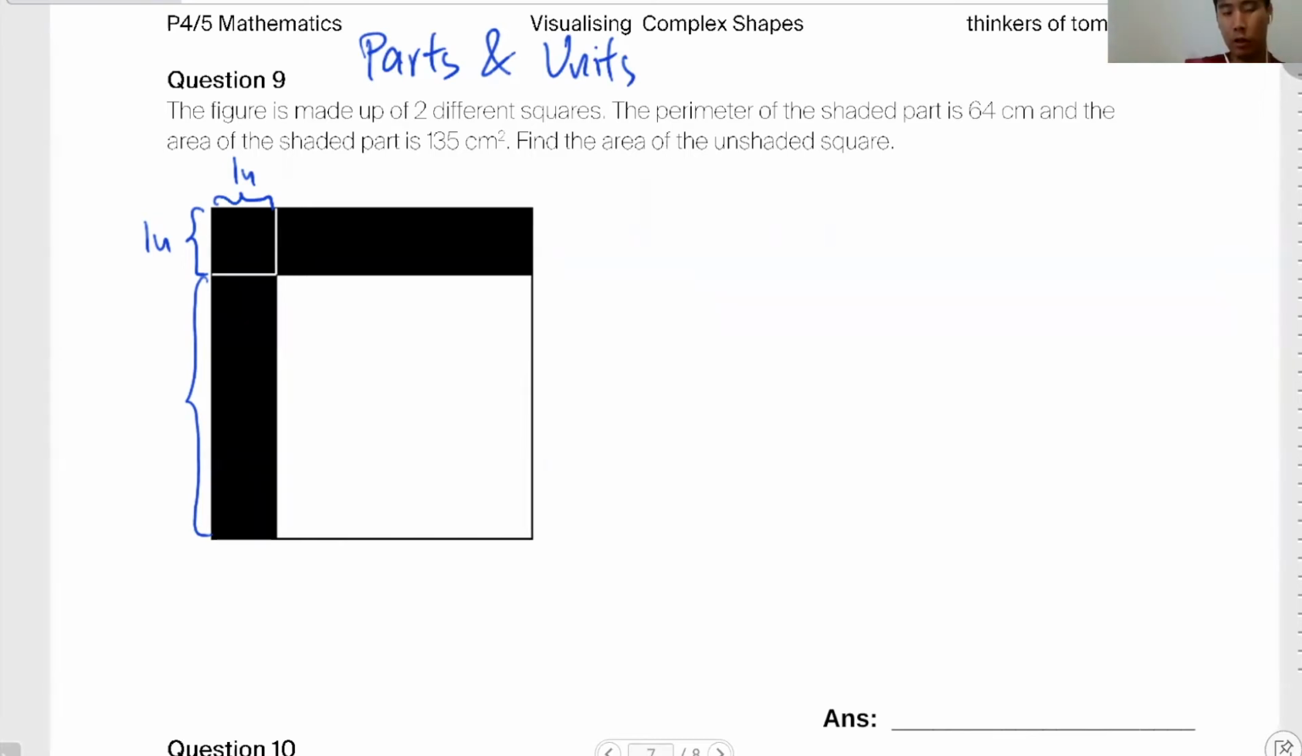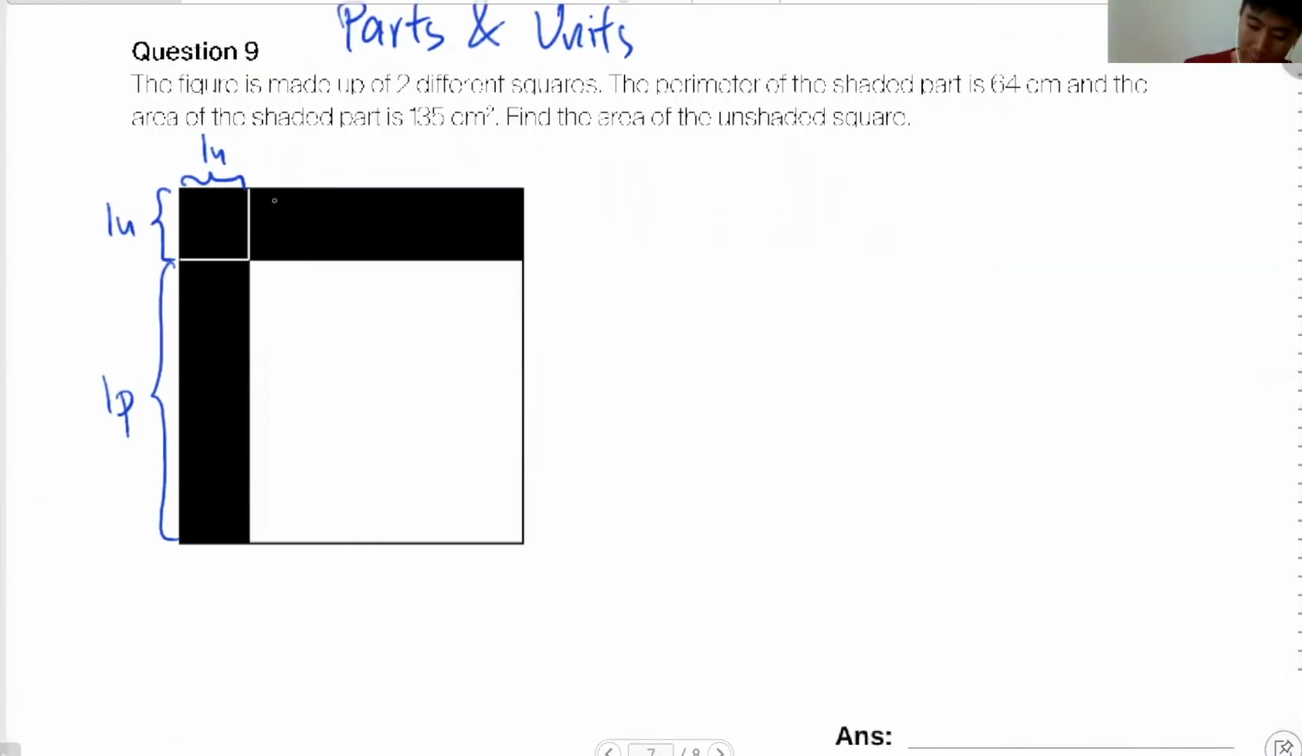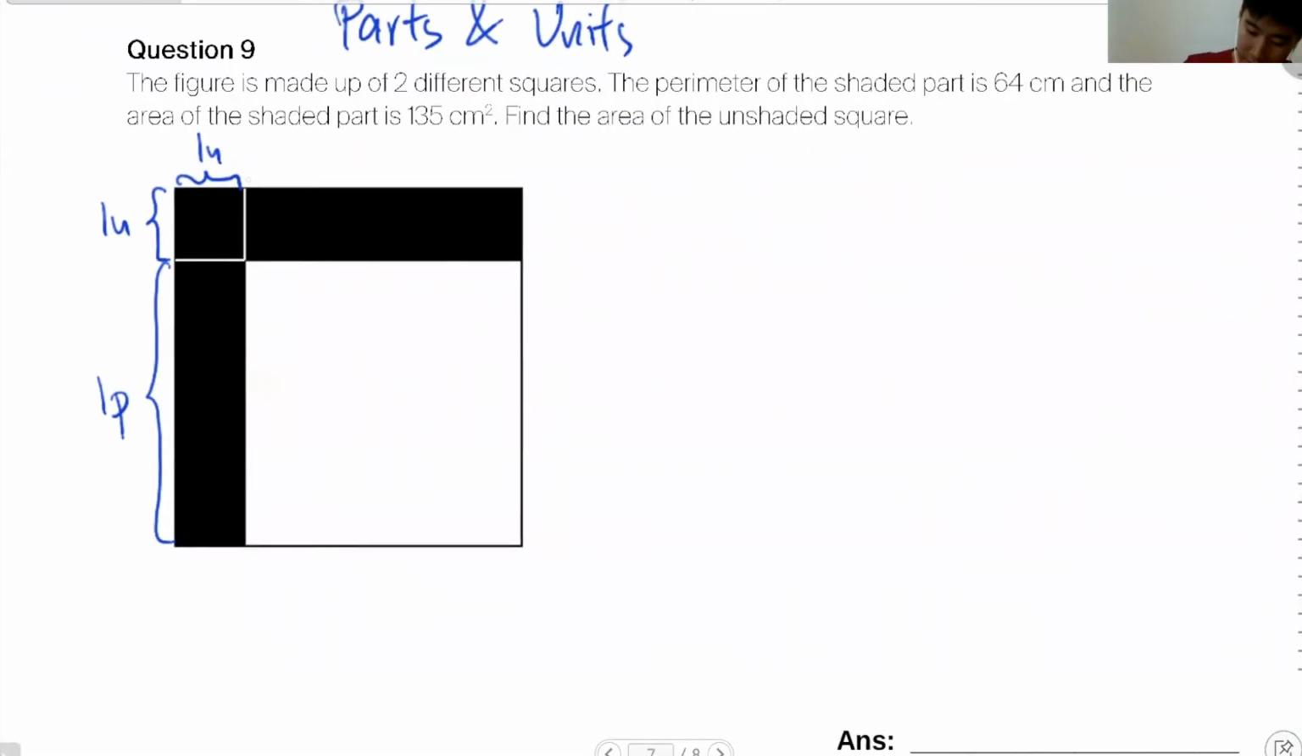So because you don't know what it is, you're going to let this be 1 part. You're going to do the same for this. Okay, this part here, you don't know what this is, you're going to let this be 1 part.